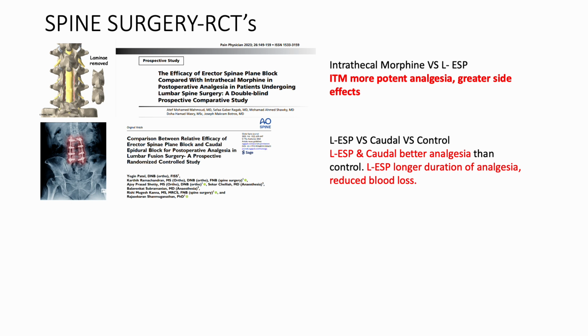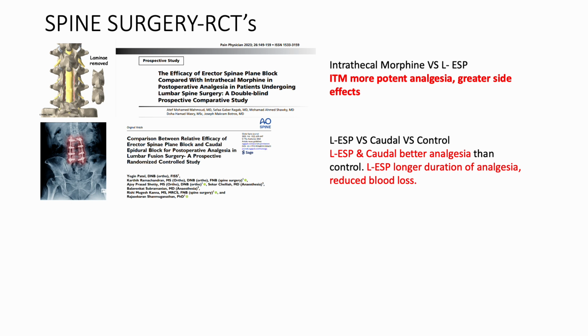In this summary slide are randomized controlled trials of lumbar ESP block compared with active controls. In the first study, the erector spinae plane block was compared with intrathecal morphine in patients undergoing lumbar spine surgery. Intrathecal morphine provided more potent analgesia than lumbar ESP block, but the intrathecal morphine patients had greater side effects like nausea, vomiting, lower oxygen saturations, itching, and urinary retention.